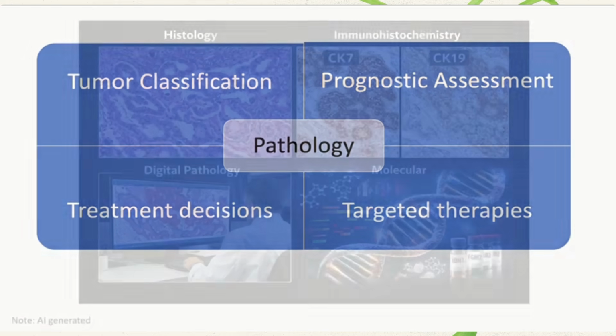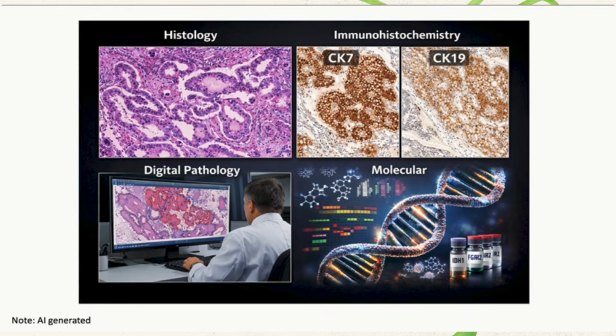The diagnosis of cholangiocarcinoma is no longer based on morphology alone. It's a multimodal process that integrates classical histology with immunohistochemistry, molecular analysis, and more recently digital pathology and artificial intelligence.